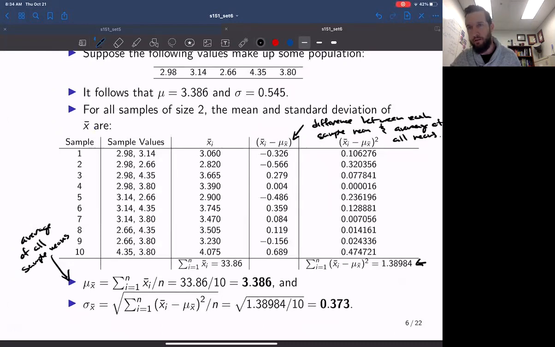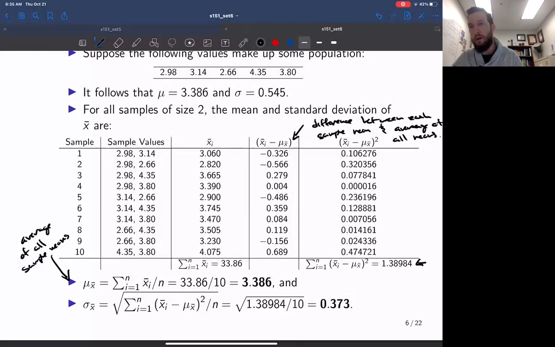And those definitions are given at the end of lecture set 2. But it's not overly important right now where the formula comes from. I just want to illustrate what's happening. So I have 5 population values. I collect samples of size 2. I enumerate all possible samples of size 2. I find the mean of all 10 sample means and the standard deviation of all 10 sample means. That gives me 3.386, 0.373. So what does this mean?